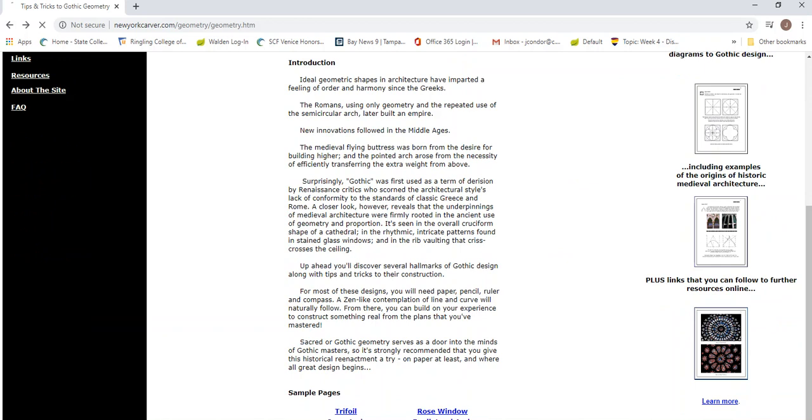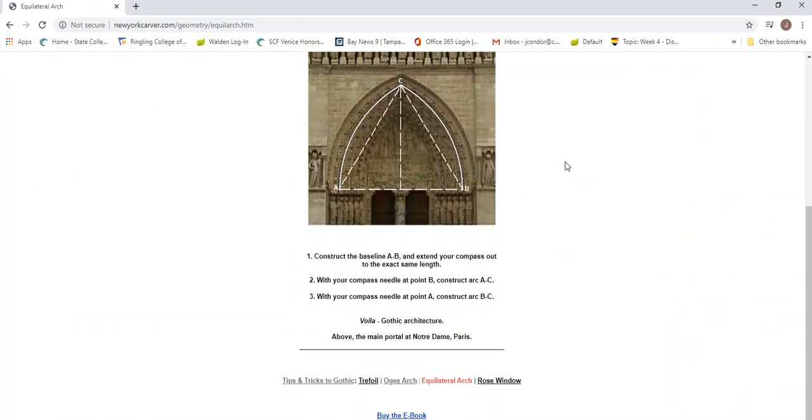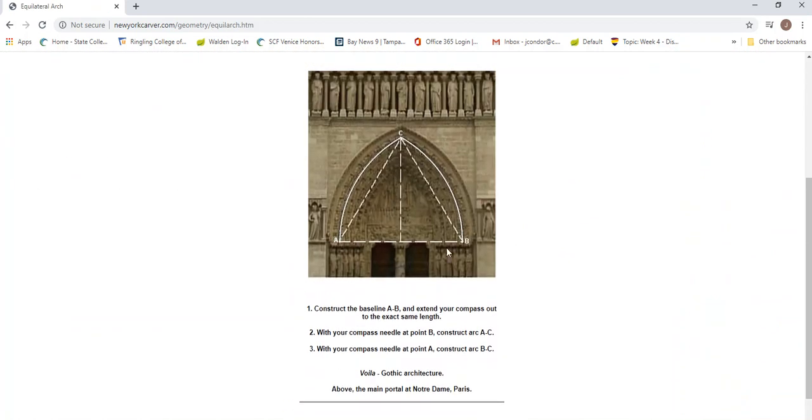And then the equilateral arch, very simple. You need a baseline. So let's say we drew this like 4 inches long. And then we're going to put our compass point here and open this up and then arc it out this way from this point. Then we're going to go to this point and we're going to arc it this way. That's it. Just 2 lines. Equilateral arch, arc this way, arc this way.